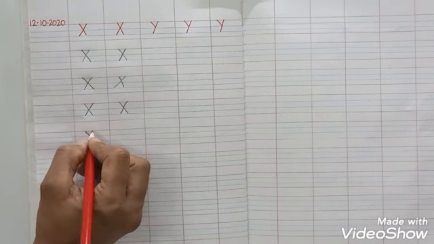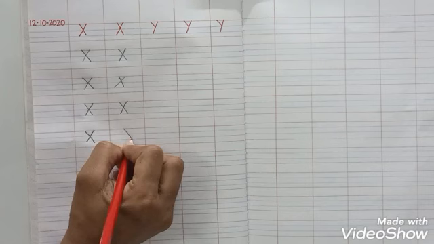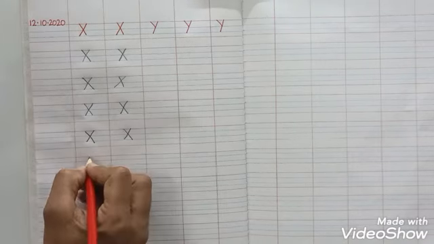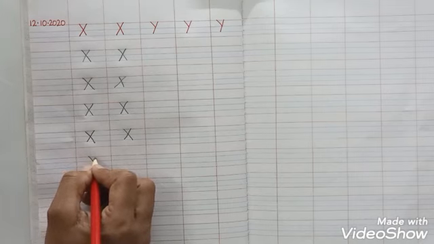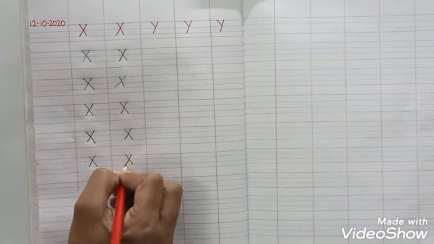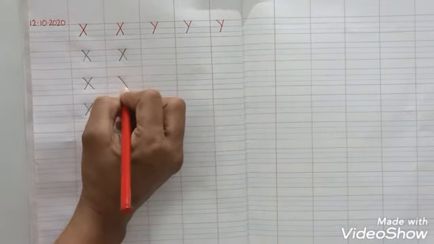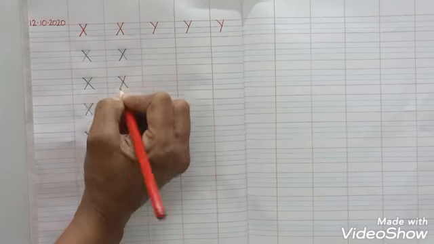Slanting line. One more slanting line. Like this you have to write letter X, children. And you have to write only in 5 lines. Now here, there's a mistake. It's not looking good. So we will erase it nicely. And then write it very neatly like this.